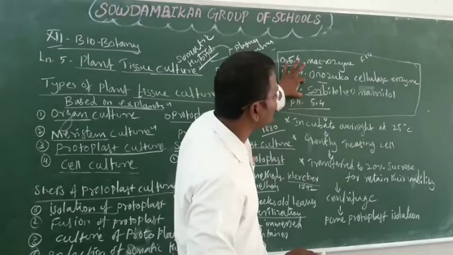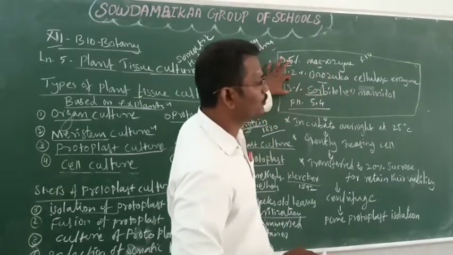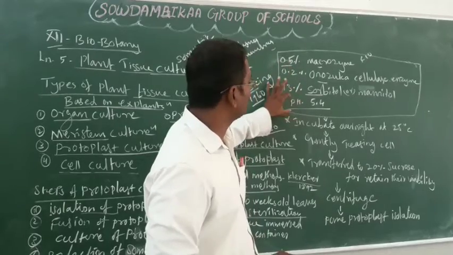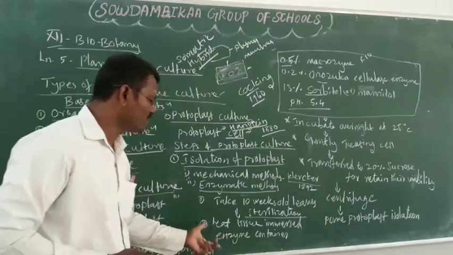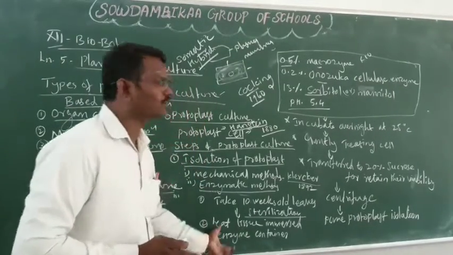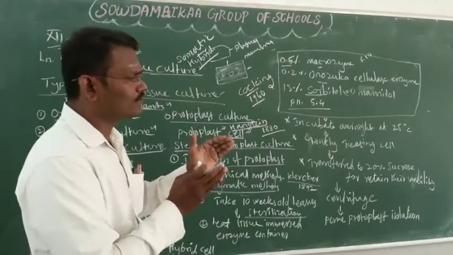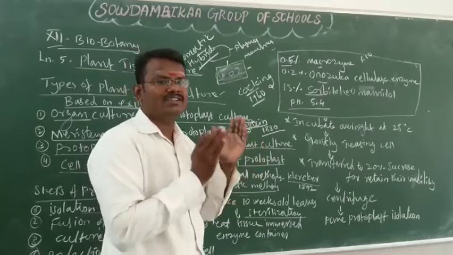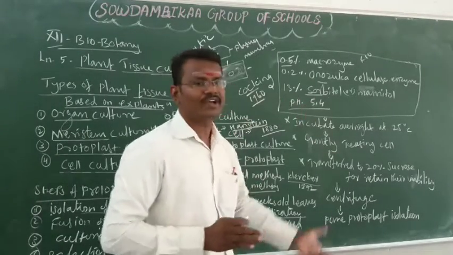This is an isotonic solution. Sorbitol or mannitol, we use 30%. This medium pH will be 5.4. This is a very important 2 mark question: what are the enzymes in the enzymatic method? For this we can see the diagram given in our textbook. We can see it easily and understand.